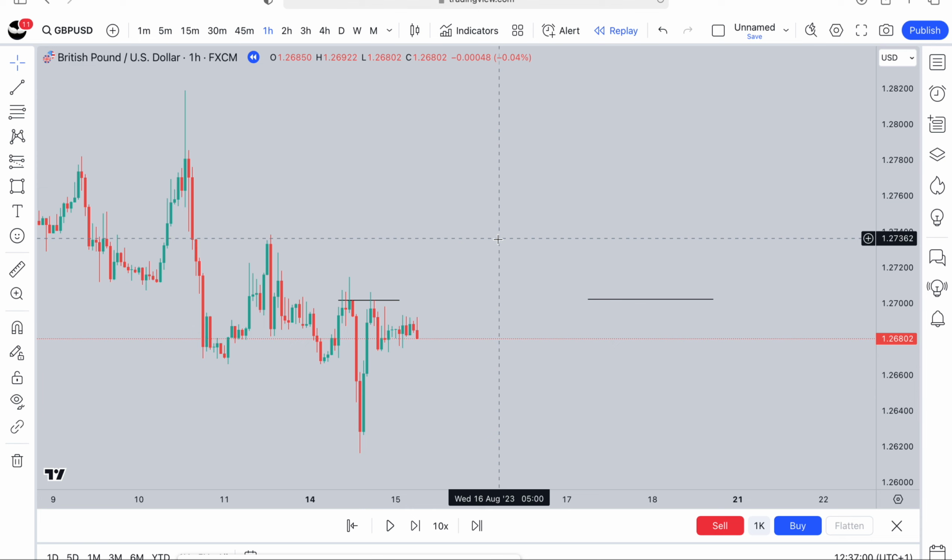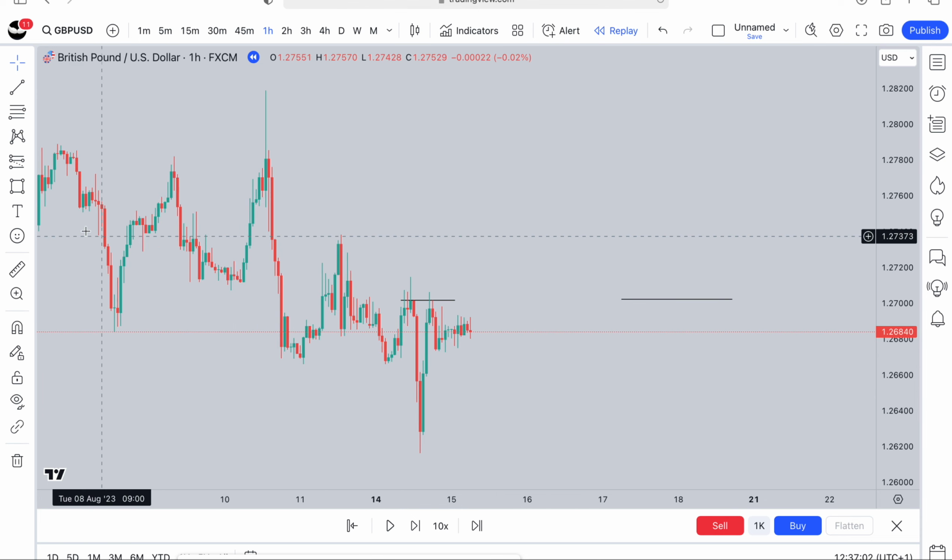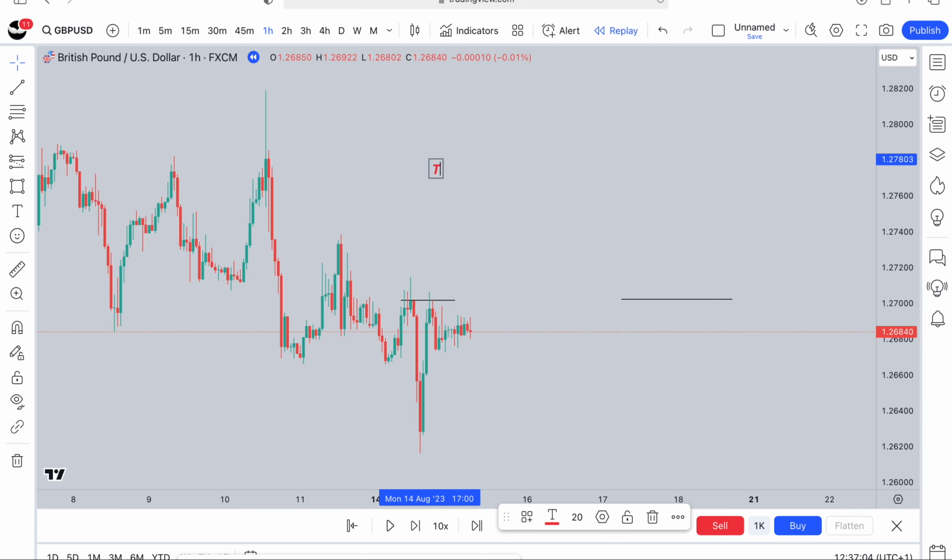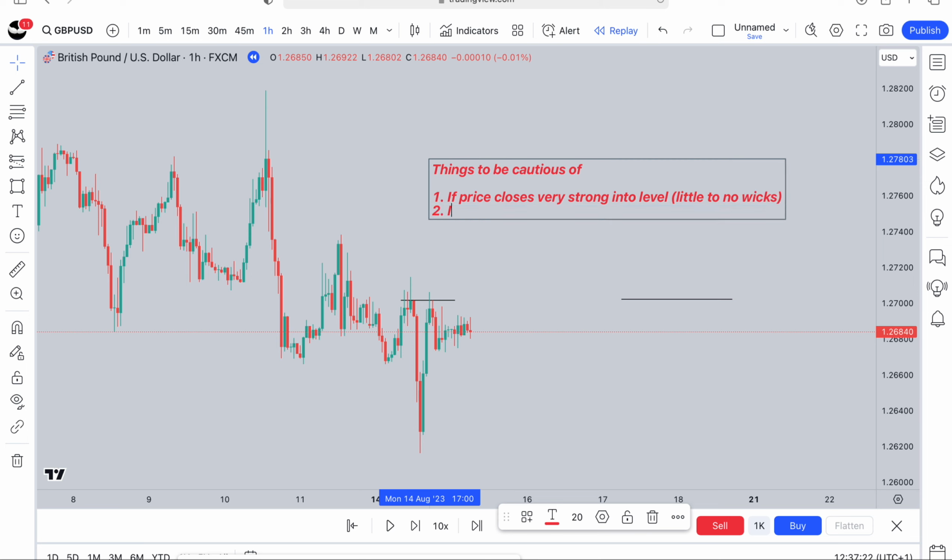So what are some things that you've got to be wary of? Things to be cautious of. If price closes very strong into the level, which means that there are little to no wicks, or if price closes above. That should be self-explanatory. If price closes above a level or below a level, then you're not going to look to trade off that level. It just doesn't make sense.